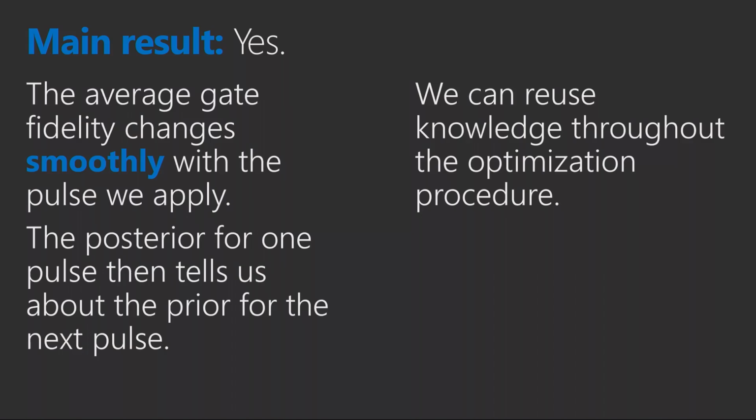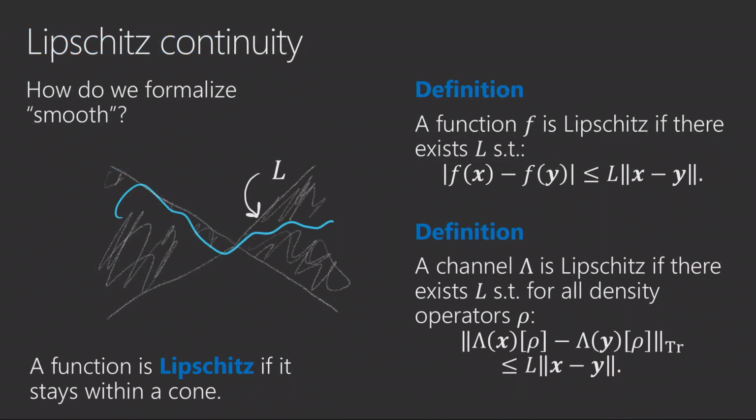Our main result is that the average gate fidelity changes smoothly with the pulse that we apply under fairly weak conditions that I'll talk about in a moment. And in particular, that we can then use the posterior at one optimization step to make the prior for another optimization step, reusing knowledge throughout. The main technical tool that we'll use to formalize all this, make it rigorous, is Lipschitz Continuity.